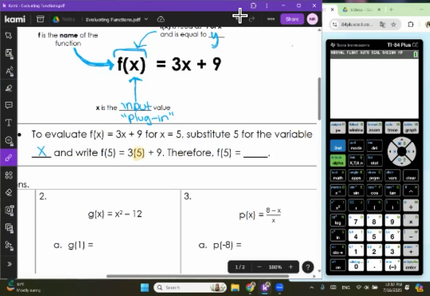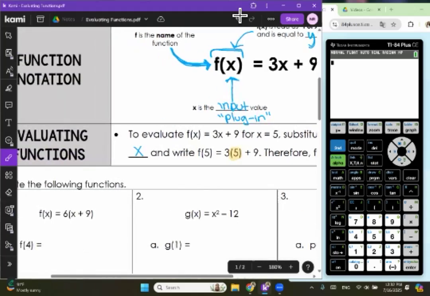You want to multiply 3 times 5, then add 9, right? So therefore, what is f of 5? 3 times 5 is 15. 15 plus 9 is 24. So with evaluating functions, main thing, make sure you're putting your number in parentheses, okay?